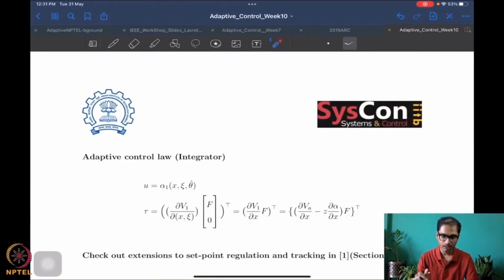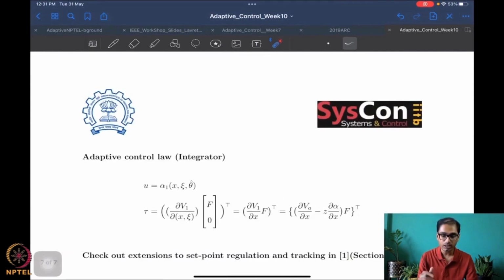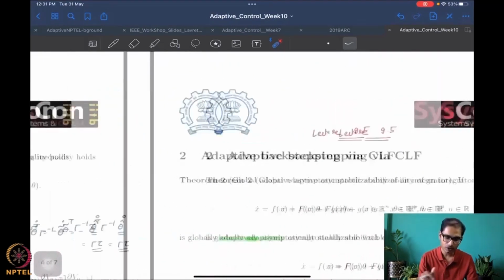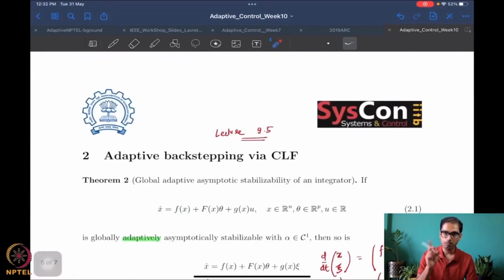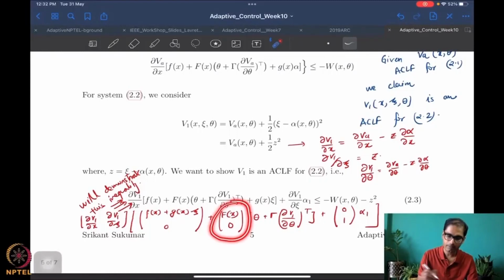Now, what would be the control law? The control law is alpha 1. We just computed it, complicated. And what would be the tuning function? Now this is interesting. The tuning function has a proper expression, because we already have an expression for the tuning function. It is the partial of the ACLF times f, where f is the term multiplying the unknown in the dynamics. In this case, the term multiplying the unknown in the dynamics is this guy, and the ACLF is this guy.